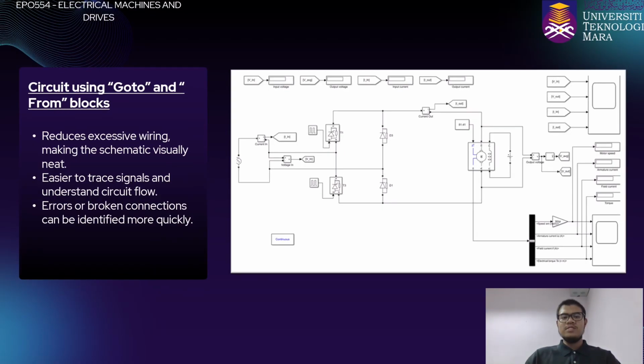Now the circuit using both To and From blocks. We can see the advantage is that it reduces excessive wiring, making the schematic more visually neat, and easier to trace signals and understand the circuit flow. And lastly, errors or broken connections can be identified more quickly. Now I will pass the presentation to Haziq.